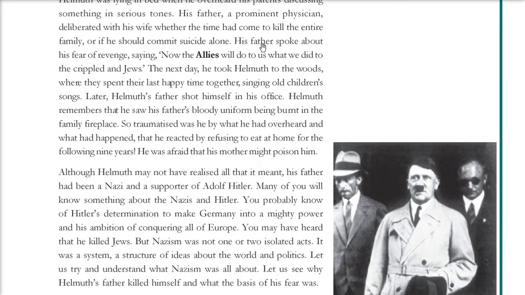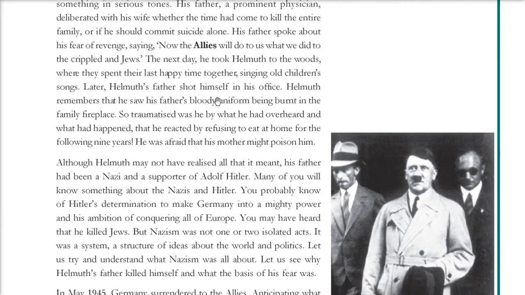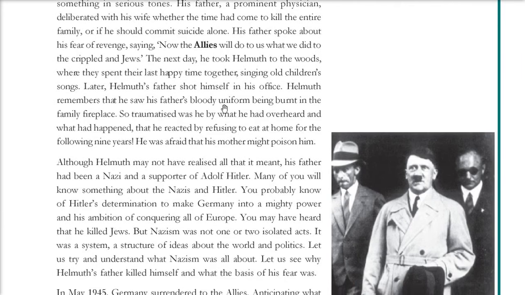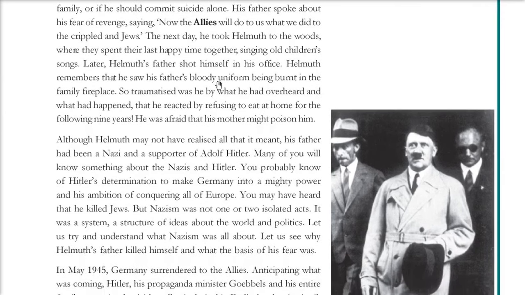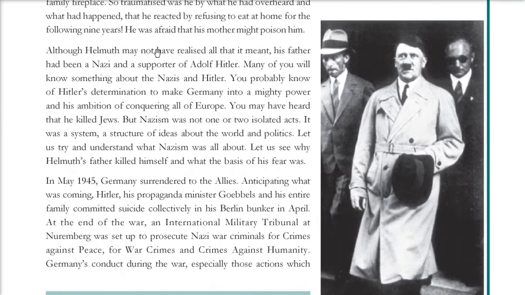Why did his father have that intention? Because the Allies, we'll talk about these Allies, would do exactly what he and his Nazi counterparts did to the Jews and other people. Next day, Helmut's father killed himself. And then Helmut didn't eat in the house because he was afraid that his mother would poison him. Why did his father kill himself? Because his father was a Nazi and a supporter of Adolf Hitler.